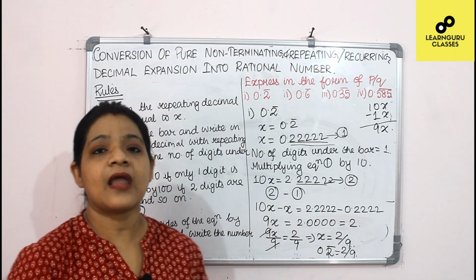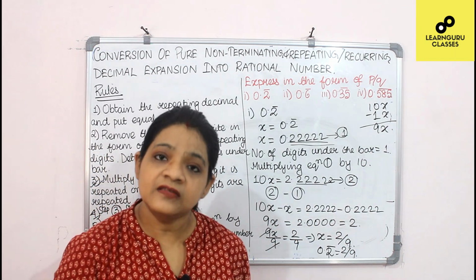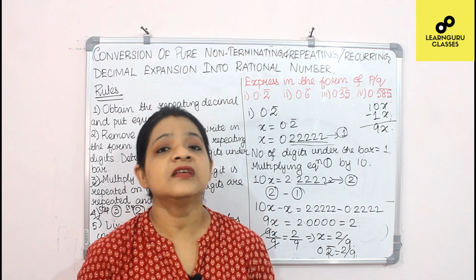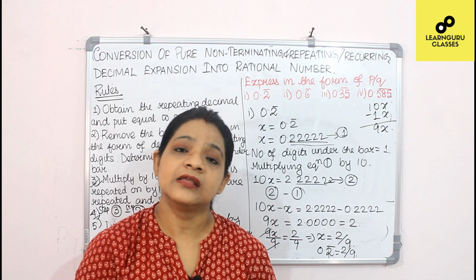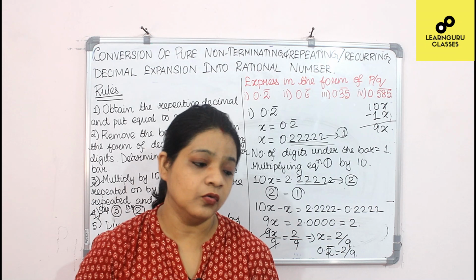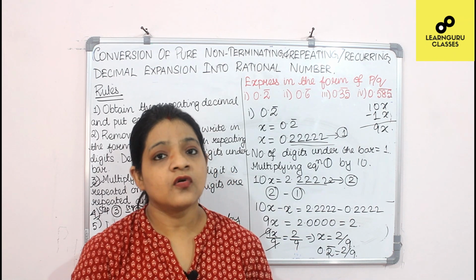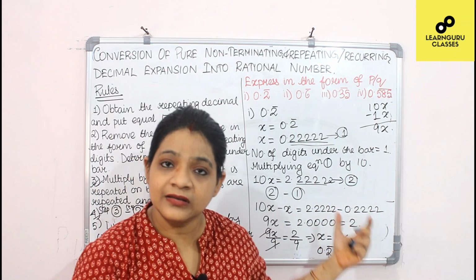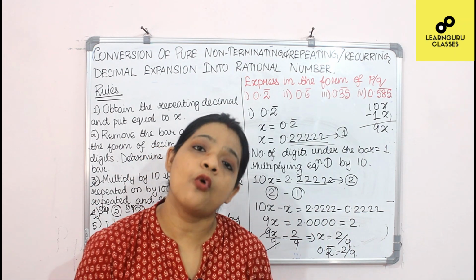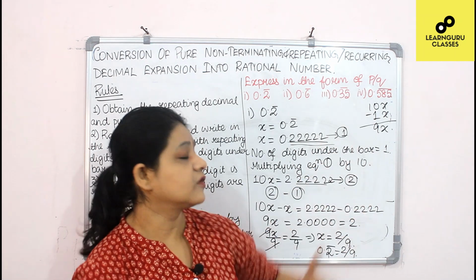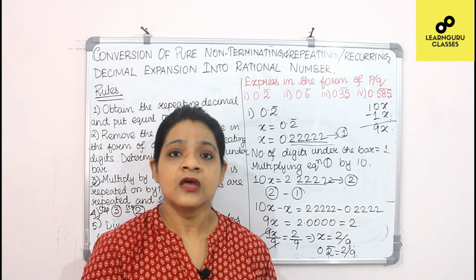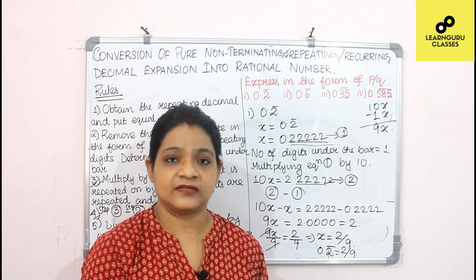So is 2 by 9 a rational number? Yes, it is a rational number since it can be represented in the form of p by q and q is not equal to 0. Okay, so I hope this sum is clear to you. Things will be clearer when we proceed with the next sums. So let's look into the next sum.